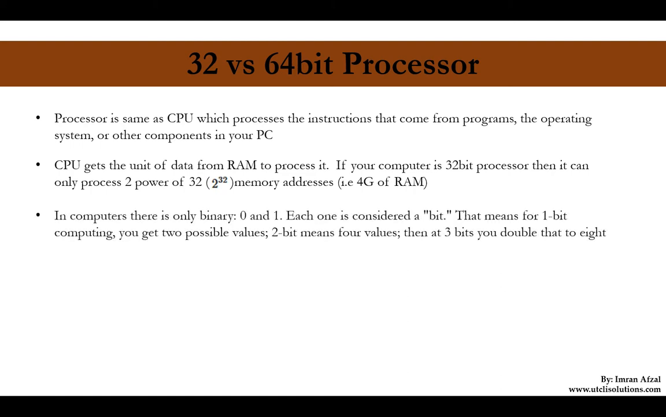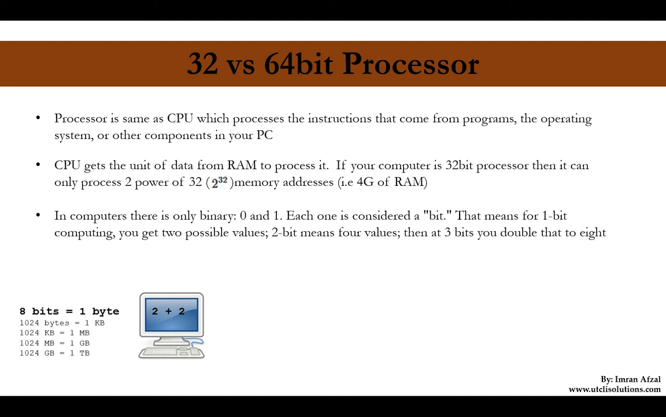All right. Now, in computers, there is only binary. We know that. It's only 0 and 1. Each one is considered a bit. That means for 1-bit computing, you get two possible values. 2 bits means four values. Then at 3 bits, you double that to 8. All right, let me put it in a graphical way. The picture speaks 1,000 words, right? So we have our computer, and we want our computer to do the computation of 2 plus 2.